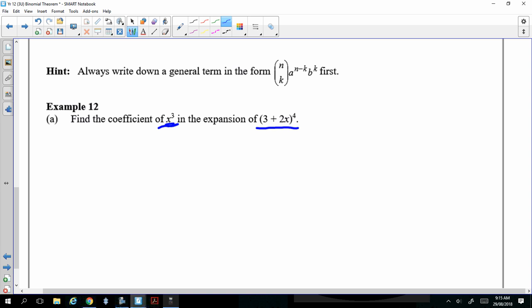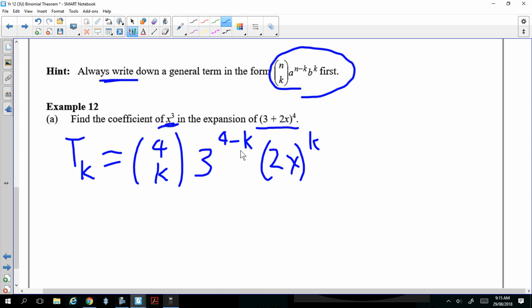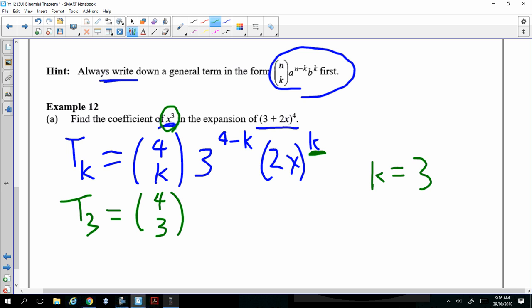So you write Tk equals 4Ck times 3 to the power of 4 minus k times (2x) to the power of k. That's the first step. Write down a general formula. After you write down the general formula, then you look at the question. It says x cubed. So clearly, k has to be 3 for that to become x cubed. So let's calculate T3: 4C3 times 3 to the power of 4 minus 3 times (2x) to the power of 3. That calculates the x cubed term.